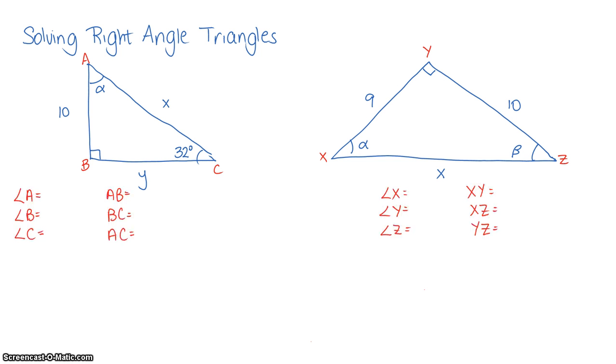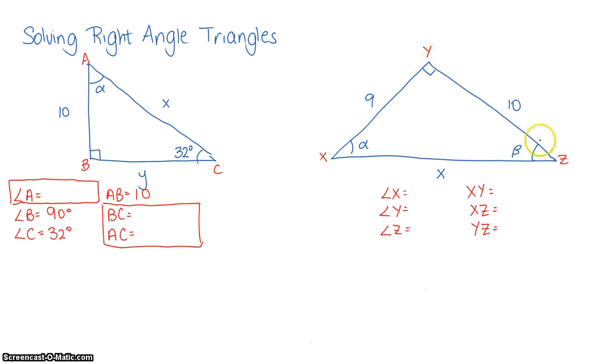So if you write out a little table like this, you can see what you have and what you don't have. So for the first triangle ABC, we don't have angle A, which right now is written as alpha. So we need that. We have the side AB, that's 10, that's good. We also have the angle C, which is 32. And we have angle B, which is 90. And we don't have BC or AC, so X and Y. So that's what we need to fill in.